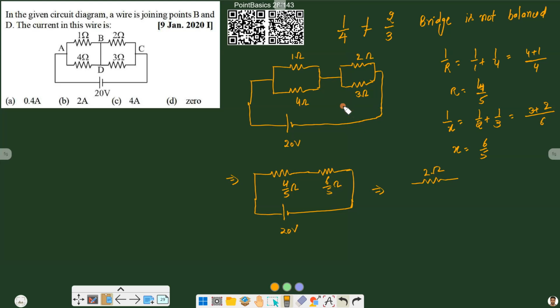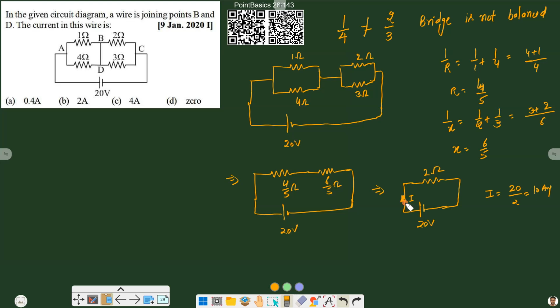So this whole circuit can be represented by a single resistance of 2 ohm connected with a battery of 20 volts. Now from this we can find the value of current flowing in the circuit. Suppose if I current flows here, then the value of I will be 20 by 2, or 10 ampere.